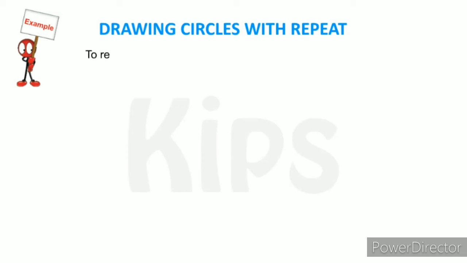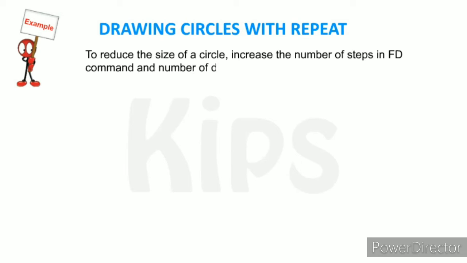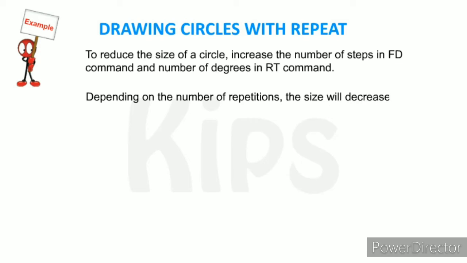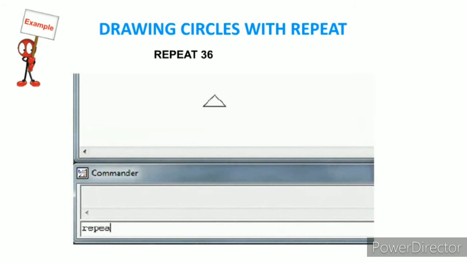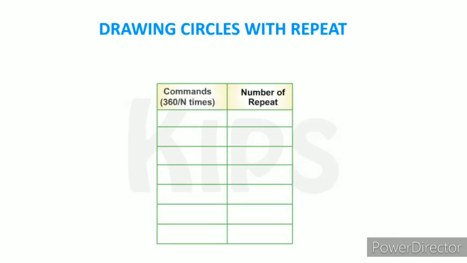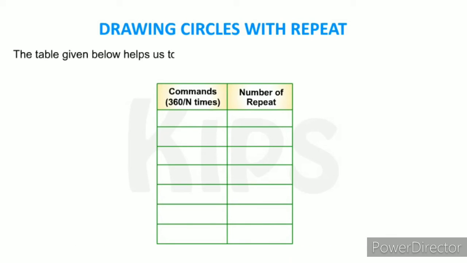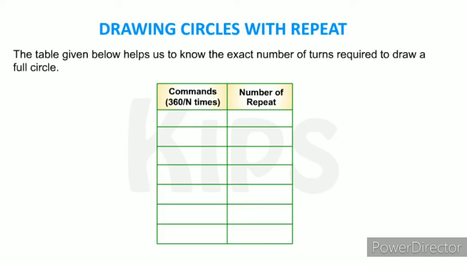For example, to reduce the size of a circle, increase the number of steps in the FD command and the number of degrees in the RT command. Depending on the number of repetitions, the size will decrease with the command repeat 36, bracket in, FD 5. Take a look at this table here. The table given below helps us to know the exact number of turns required to draw a full circle.